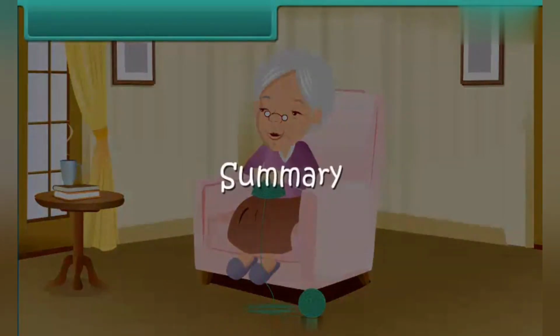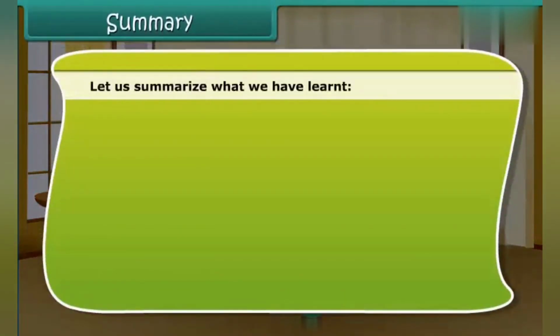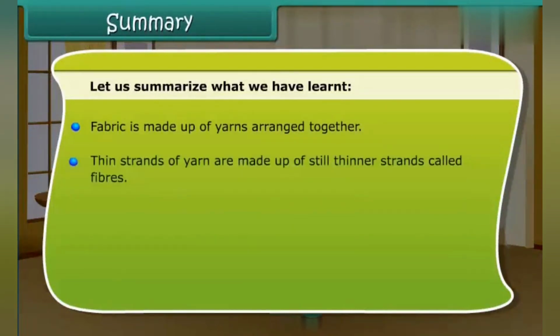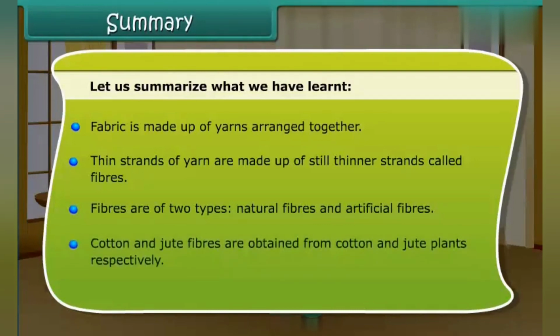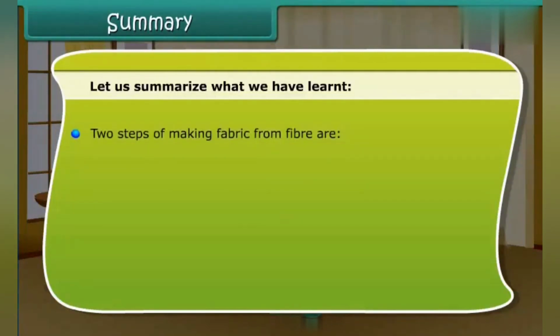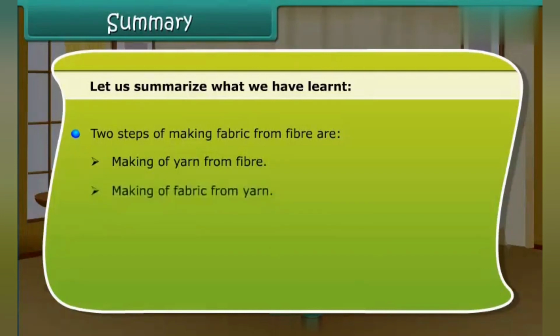Summary. Let us summarize what we have learnt. Fabric is made up of yarns arranged together. Thin strands of yarn are made up of still thinner strands called fibers. Fibers are of two types: natural fibers and artificial fibers. Cotton and jute fibers are obtained from cotton and jute plants respectively. Two steps of making fabric from fiber are: 1. Making of yarn from fiber. 2. Making of fabric from yarn.